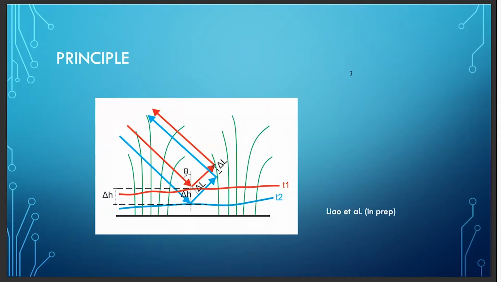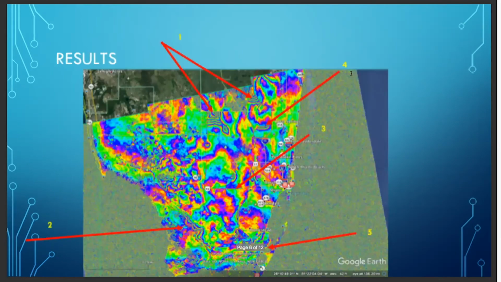So imagine here we have 2 times, one acquisition and another after maybe 12 days or several days. The range for the first day is like this. And on the second day, the range and the phase change because of water level change. So that's basically the principle.